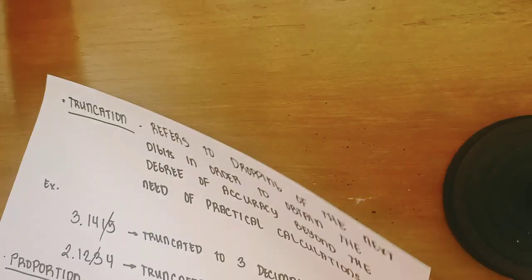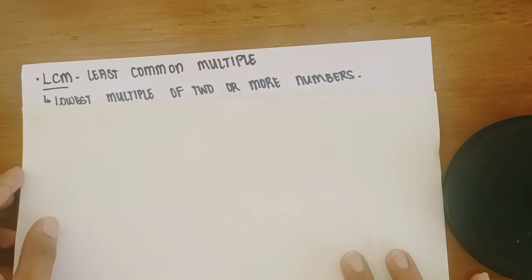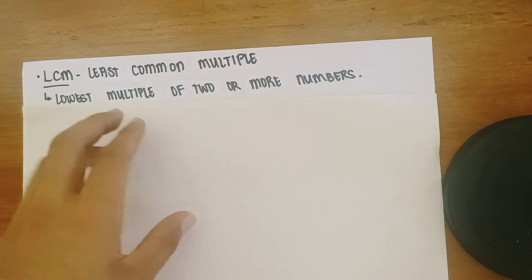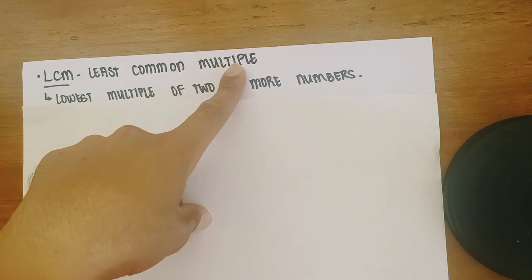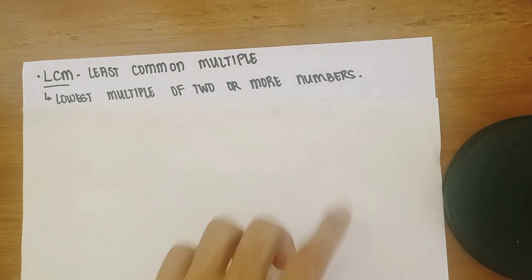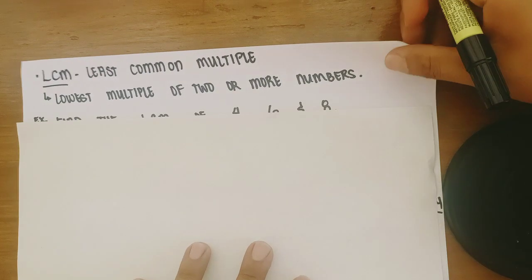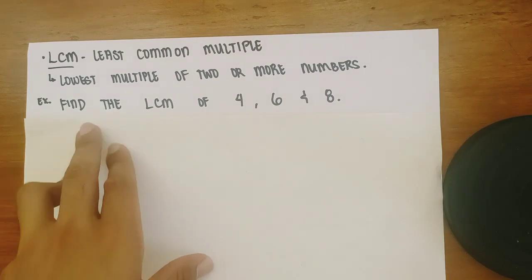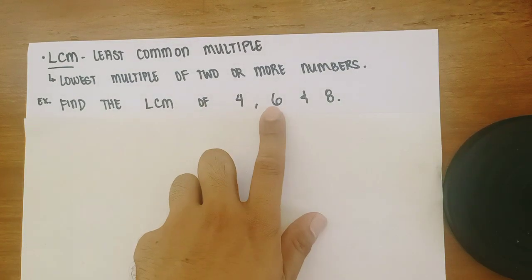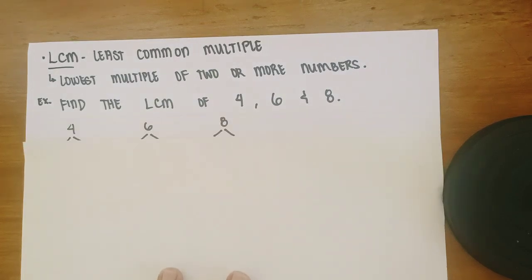Okay. Next is LCM. So what is LCM? LCM is also called the least common multiple. So it's the lowest multiple of two or more numbers. Normally, for example, the questions are: find the LCM of 4, 6, and 8. So, how do we solve that? This is my solution for that.